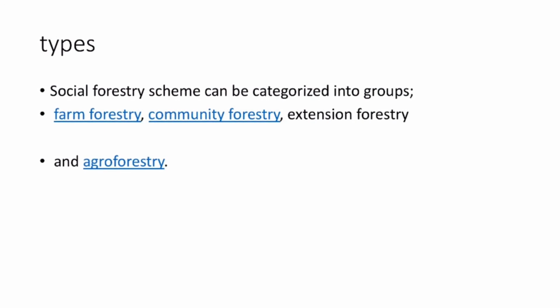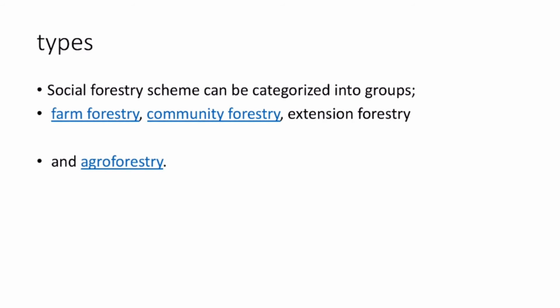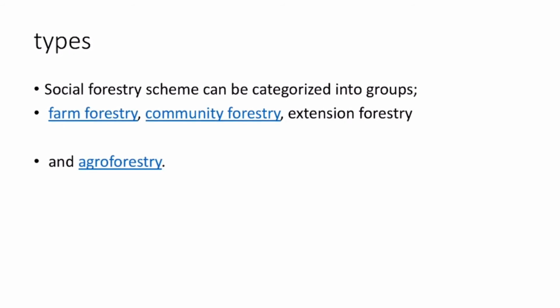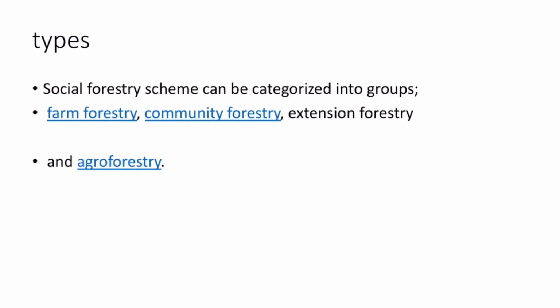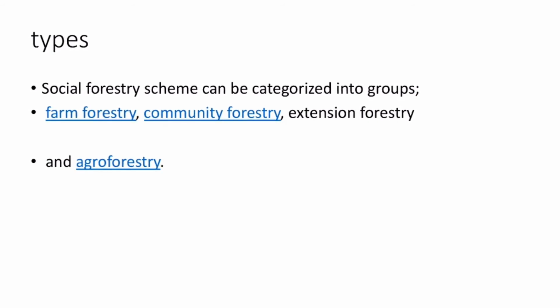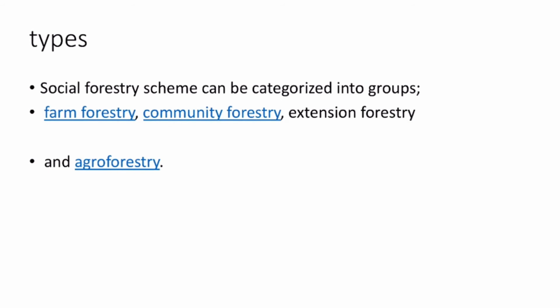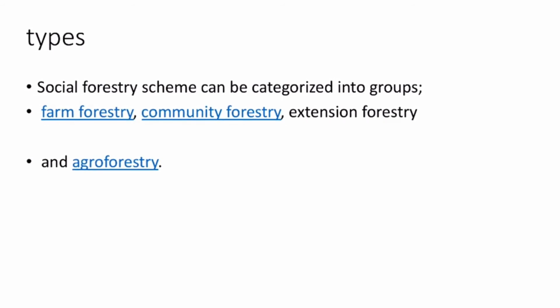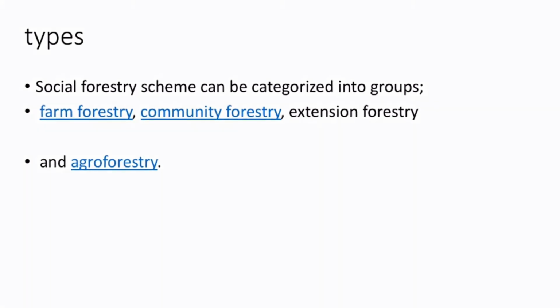And social forestry schemes have been categorized into two groups. The first group includes farm forestry, community forestry, and extension forestry. And the second group is nothing but agroforestry. We'll see what each forestry actually is, because each one of them is asked in your exams. If you go through your question papers, you will understand how important the topic is.